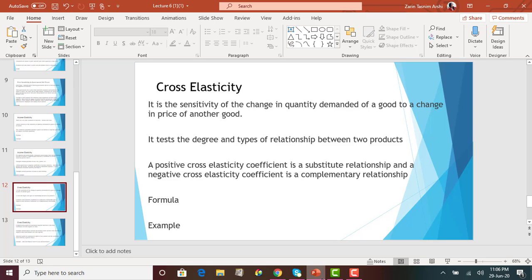On the other hand, if the coefficient is negative, then the goods are said to be complementary. Let's say laptops and software, or Microsoft Office software. If the price of laptops goes up, how will the quantity demanded for Office, the software, be affected? So we test the relationship, and if we get a negative number, we can say they have a complementary relationship.